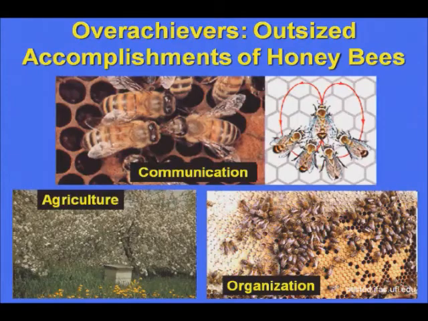Honeybees are overachievers. They accomplish a great deal with a very tiny brain. They're well known as exemplars in the field of communication. They are the only species outside of our own with a symbolic language. They are also known for their pollination, their contribution to our economy, contributing some $15 billion a year in agricultural productivity in the United States alone.